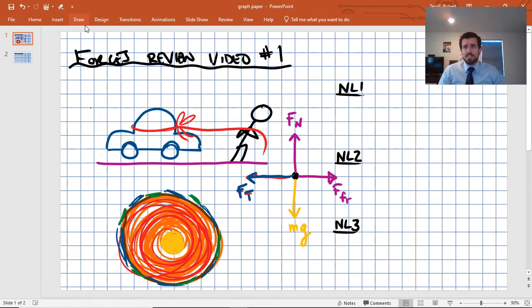Let's start talking about this in terms of Newton's laws. Newton's first law, and I wrote down the full text in another video, states that an object in motion will stay in motion and an object at rest will stay at rest unless acted on by an outside force. So let's look at some of the objects we have in here. I think the easiest one to do this for is that car.